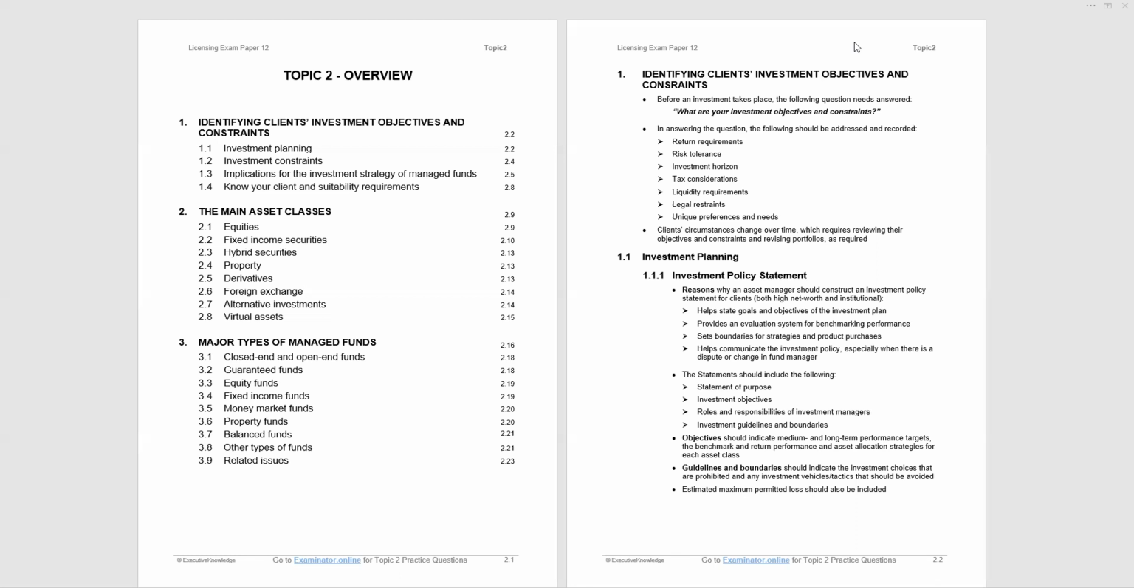And then there are listed here 5 constraints: investment horizon, how long are you willing to invest for? Tax considerations, what is your tax liability on certain income? Liquidity requirements, how quickly do you need cash? Legal restraints, what you can and cannot invest in legally, and your own unique preferences and needs. Also, clients' circumstances do change over time, and we'll be looking at the life cycle of an investor's requirements.